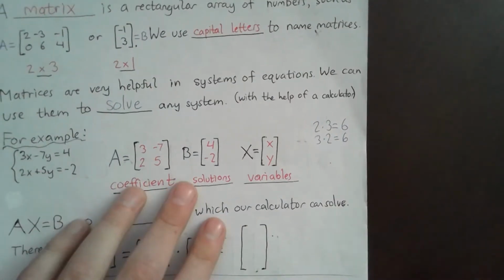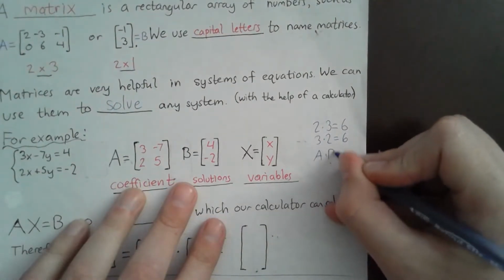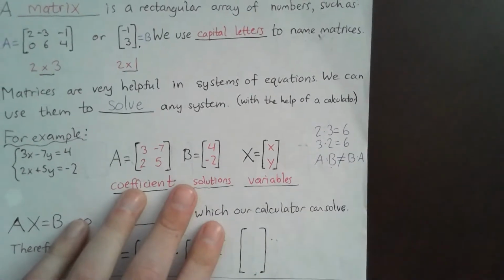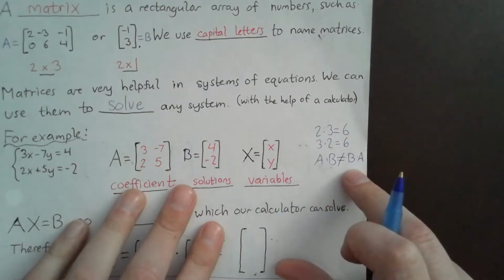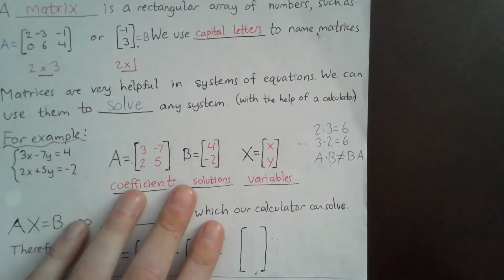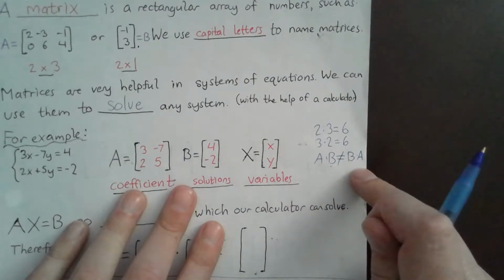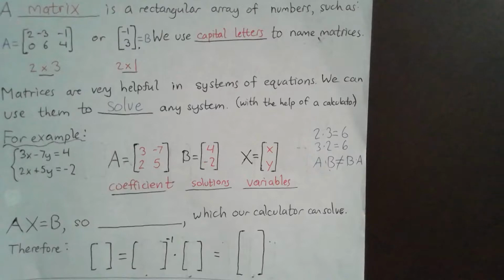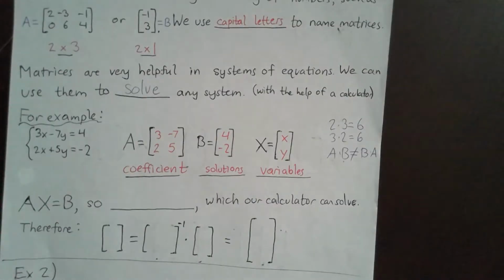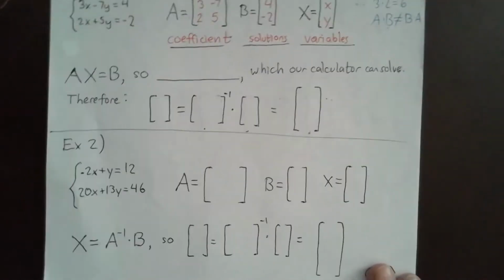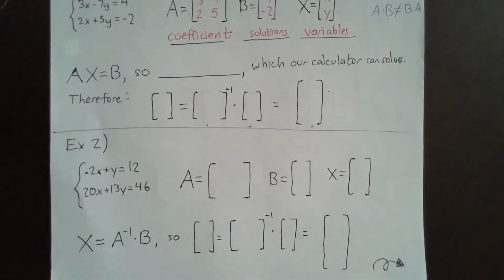And 3 times 2 is also 6. But in this case, if I wanted to do A times B, that is not the same thing as B times A. That's called commutativity. You don't need to know that word either. I'm just pointing out that the multiplication rules for matrices work way differently than they do with normal numbers. So we have to be careful when we deal with them algebraically. We really won't be dealing with them algebraically. It's almost all going to be in the calculator, so don't worry too much about that. But it's just something to keep in mind. They work a little differently than you might think.